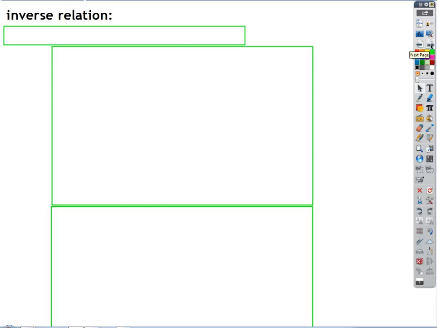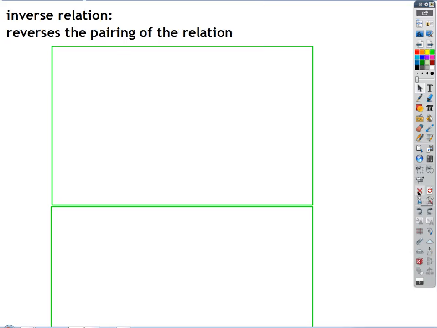Okay, so now let's move on to an inverse relation. This is a new idea. So a relation we know is just any pairing between the domain and the range. An inverse relation does something specific. An inverse relation reverses the pairing of the relation. Okay? So now think what that means. If a relation pairs specific elements, which we call the domain, with other specific elements that we call the range, then if I take its inverse, what does that do?